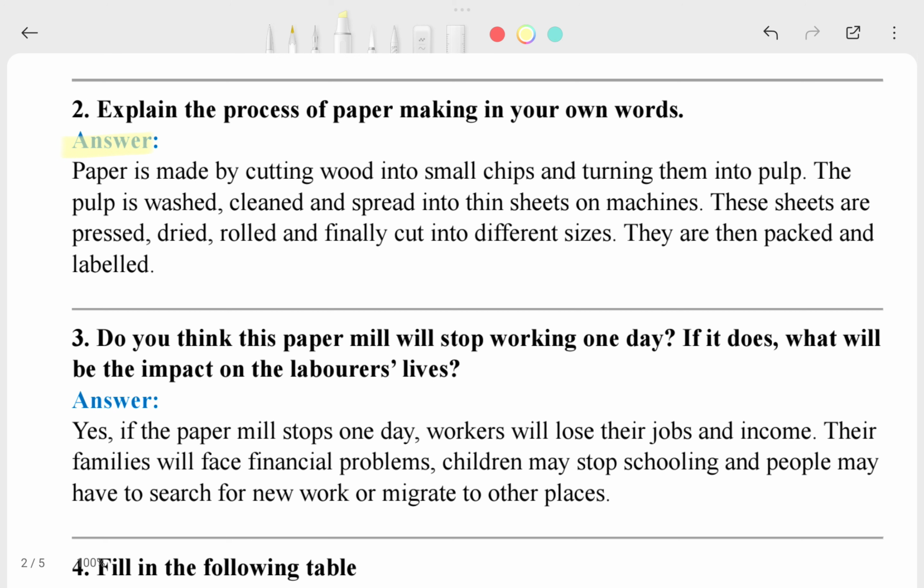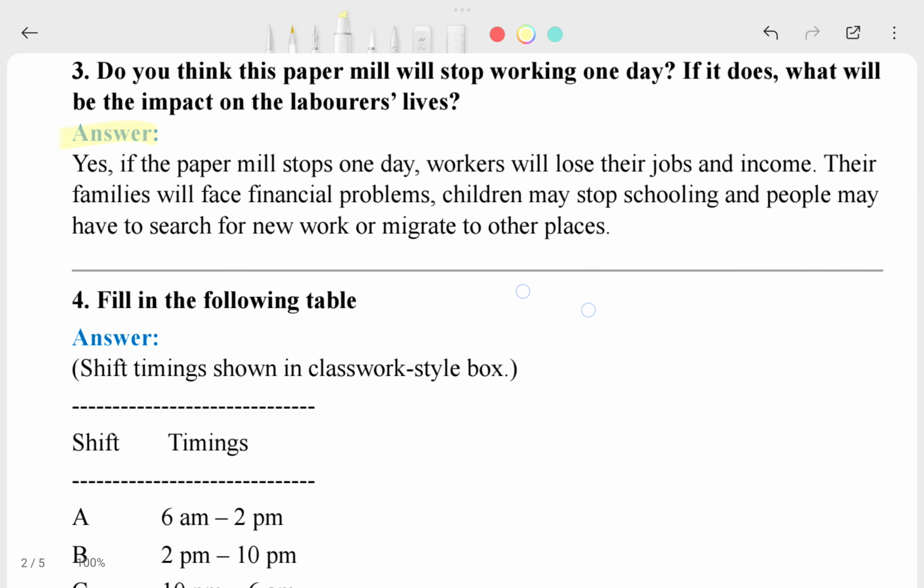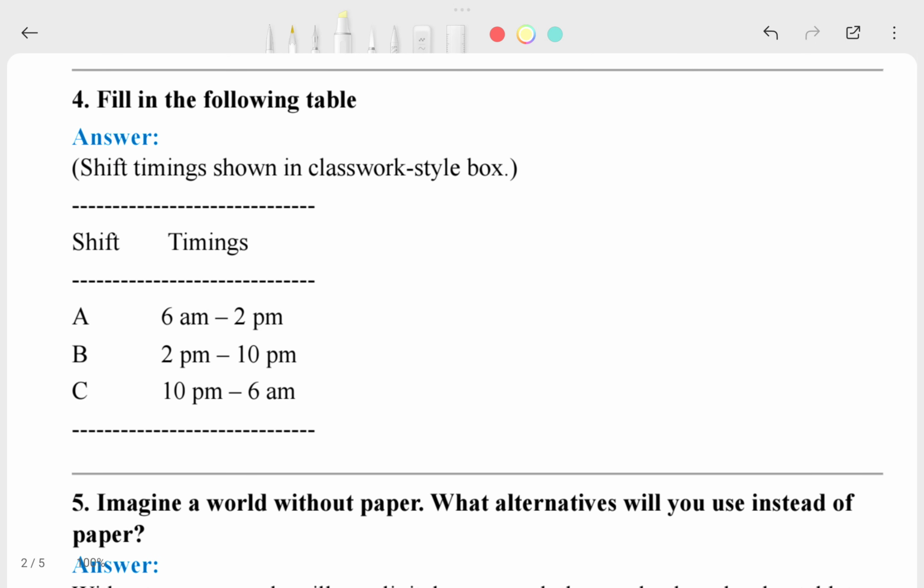And this is the third question. Do you think the paper mill will stop working one day? If it does, what will be the importance of the labor lives? And this is the answer. Okay, and here is the fourth one, the answer of this. Okay, so it is given here.